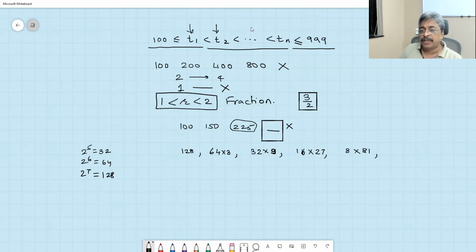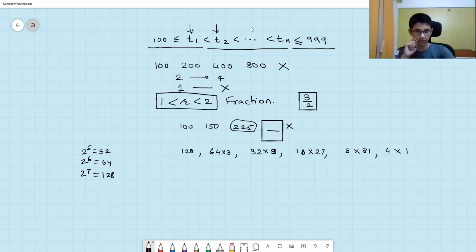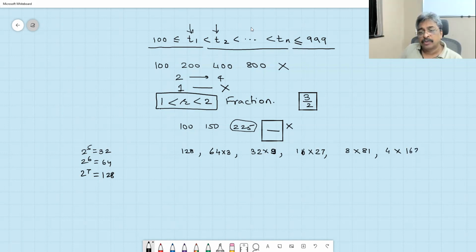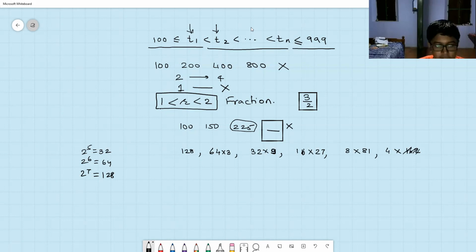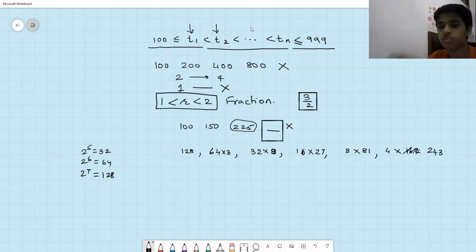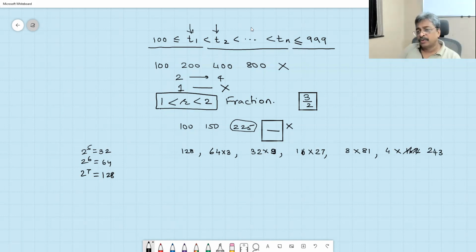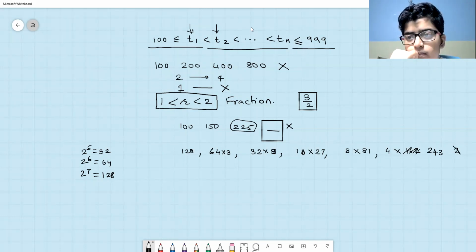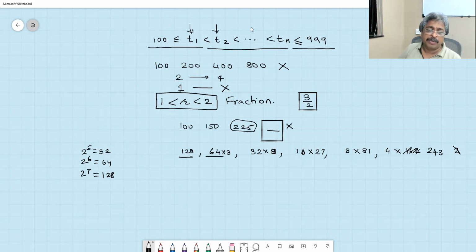And the next number will be 4 into 162. Sorry, 243. Now if you take the next number, 2, and multiply this by 3, it is going to be greater than 999. Therefore, this is not acceptable. So you have the maximum length of geometric progression with 6 numbers.